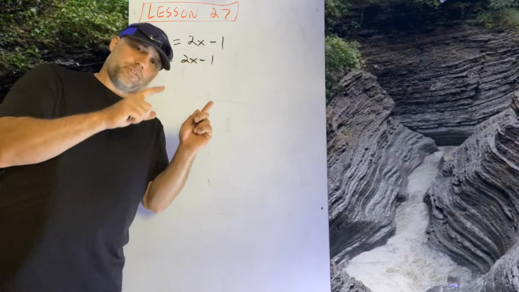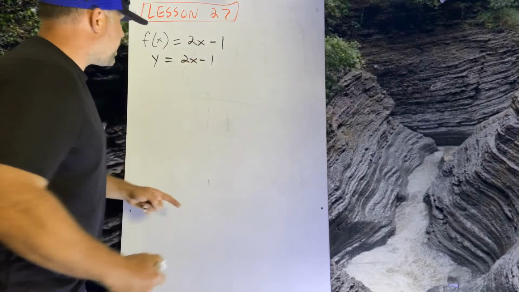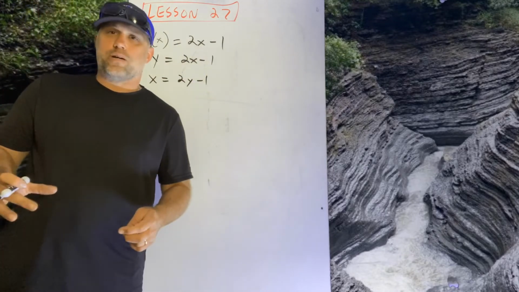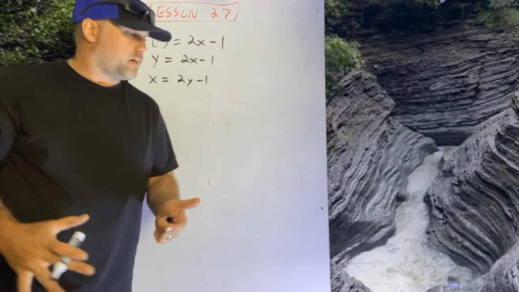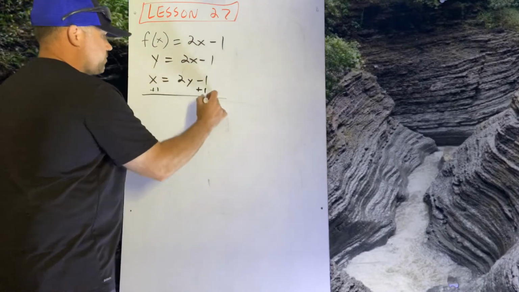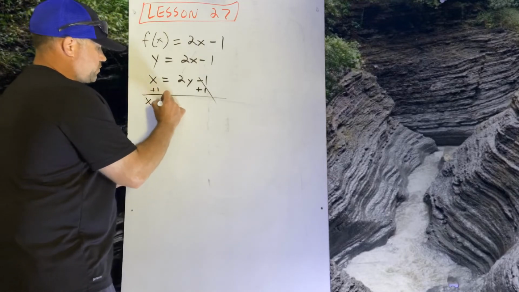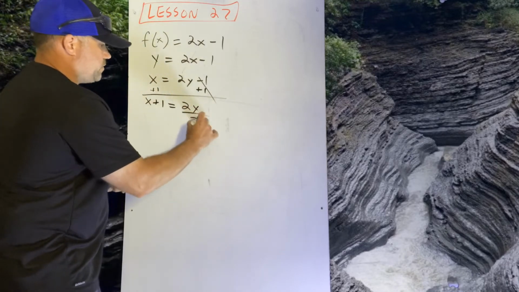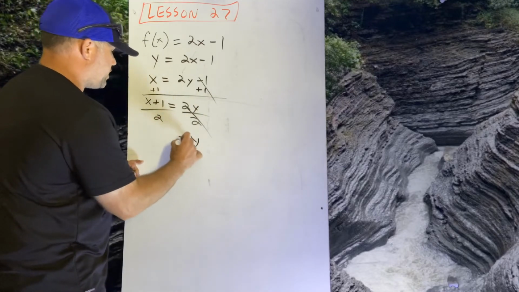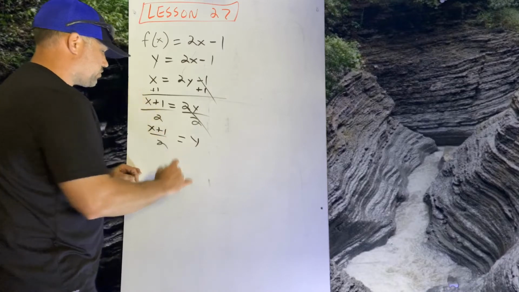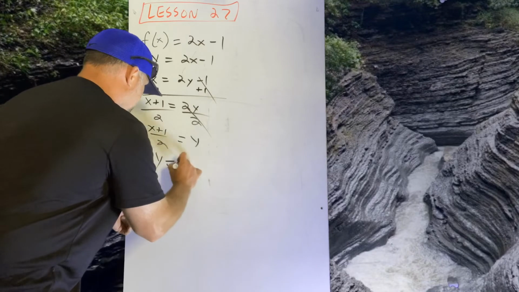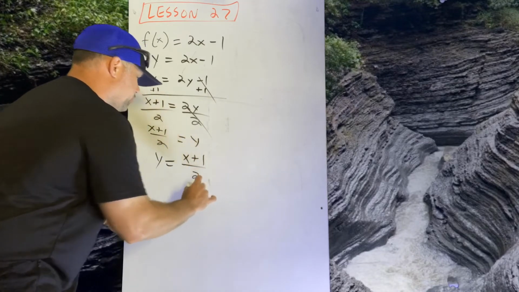Then do what I said in the previous example: flip-flop your x and y, so you get x equals 2y minus 1, and now solve for y, get y by itself. To do that, I would have to add 1 to both sides, and I get x plus 1 over here equals 2y. Divide everything by 2, those cancel, and I get y equals (x plus 1) over 2. For those of you that like the y on the left side, y equals (x plus 1) over 2.